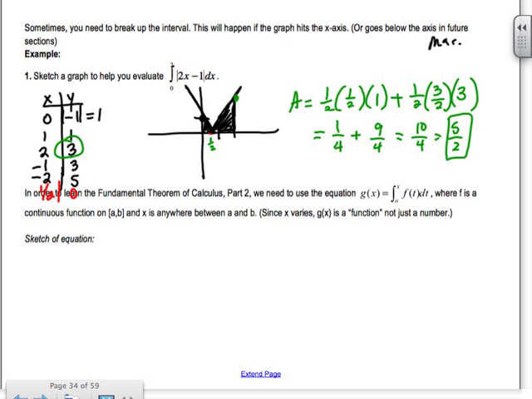All right, so in order to use the fundamental theorem of calculus part 2, you need the equation g of x equals the integral from a to x of f of t dt, where f is a continuous function on a to b and x is anywhere between a and b. Okay, this is really confusing when you guys first learn this, so here's what I'm saying.